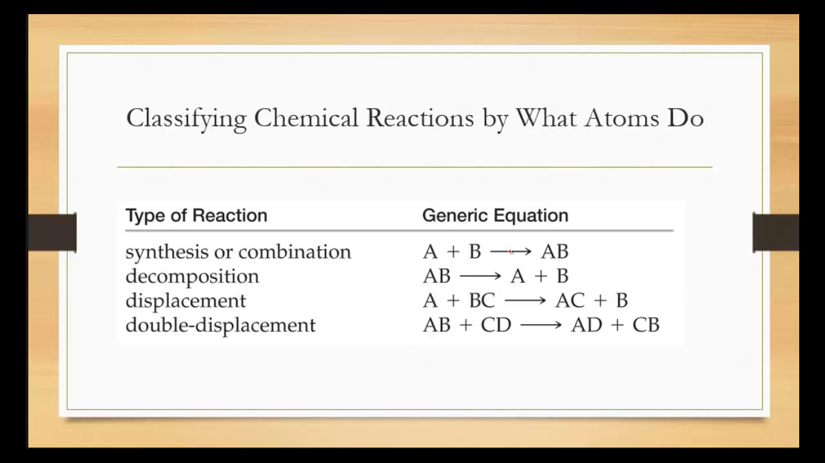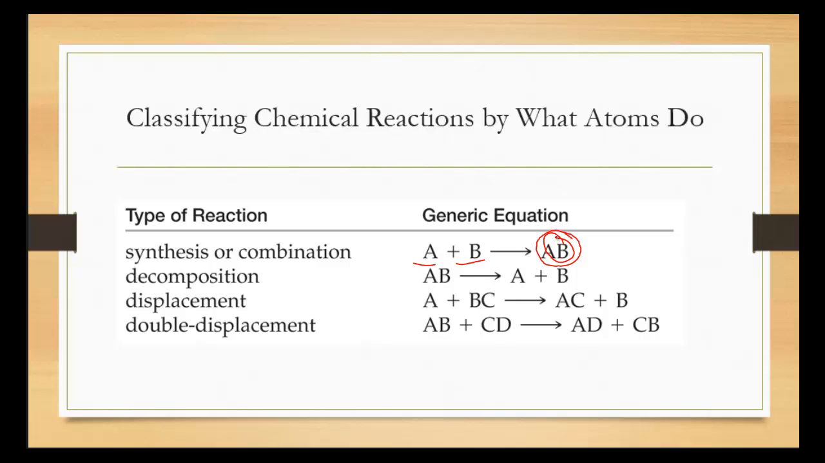Alright, so let's look at the generic equations, and this is how you pinpoint them. If you have a single thing on the right hand side, you have a synthesis reaction. That's because you have multiple elements or multiple compounds coming together to produce one thing. You're synthesizing or combining something.